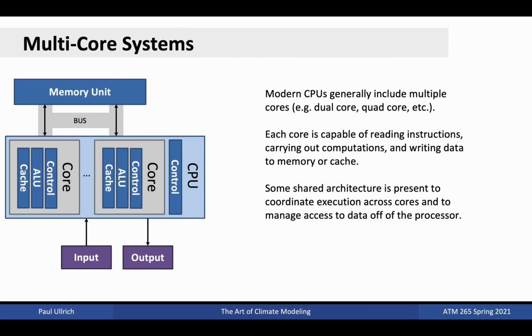Modern CPUs generally include multiple cores, each capable of doing independent computations. These cores each incorporate independent control units, ALUs, and cache. A master controller is present on the CPU to coordinate execution across cores and to manage access to data off of the processor. Multi-core systems are effective when there are multiple computations to be done in parallel with approximately the same workload. For example, if we can break up the global atmospheric grid into multiple chunks and update each chunk separately, then we can spread out the workload evenly among CPUs.